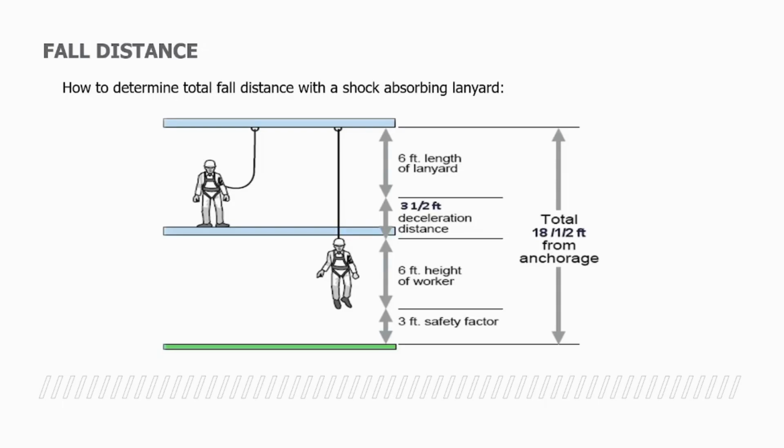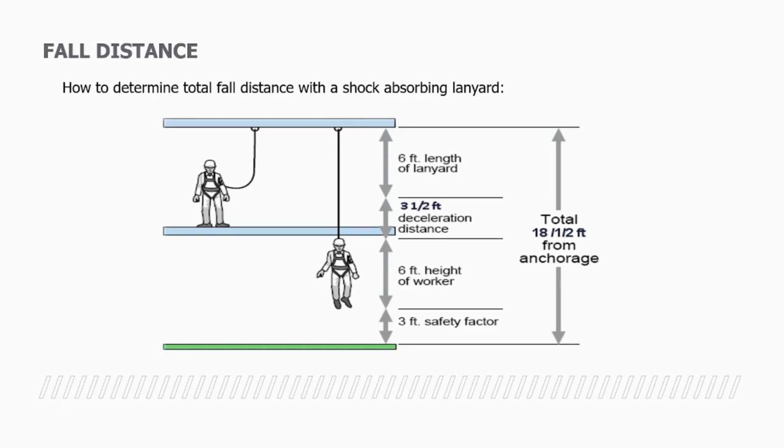How to determine fall distance with a shock-absorbing lanyard. Now, this, folks, is very important because here's what you've got to figure in. Let's start at the very top. We have a 6-foot lanyard. That's going to be the part that's attached to what? The anchorage point. And then you have 3.5 feet of deceleration. So in other words, we're up to around 9.5 feet right now. You take a worker that's 6 feet in height, and then you have a 3-foot factor at the very bottom that you have to figure in. So in that one fall, the person could fall a total of 18.5 feet from the anchorage point itself.